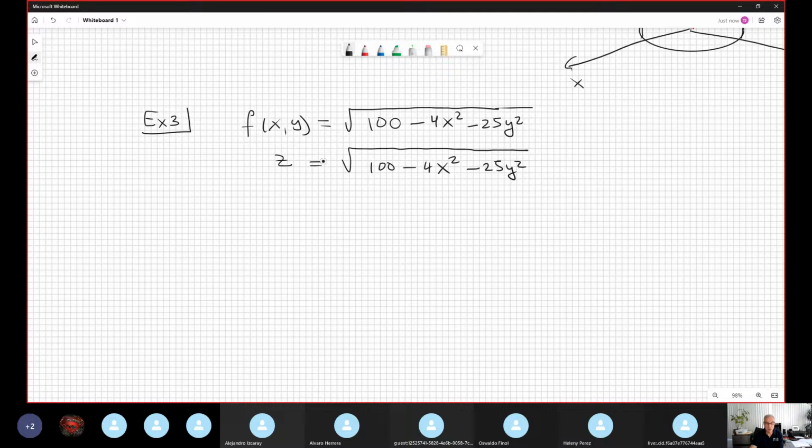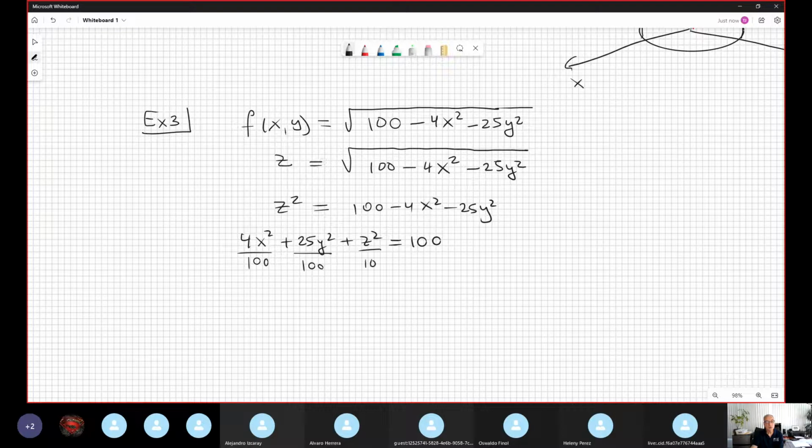Now, again, you square both sides. So we have z squared equals 100 minus 4x squared minus 25y squared. You organize the equation, you try your best, putting it in standard form. For example, I move everything to the left and organize in alphabetical order, no? 4x squared plus 25y squared plus z squared equals 100. Now, in order to express it in standard form, you divide everything by 100, because I would like the right-hand side to be 1, no?